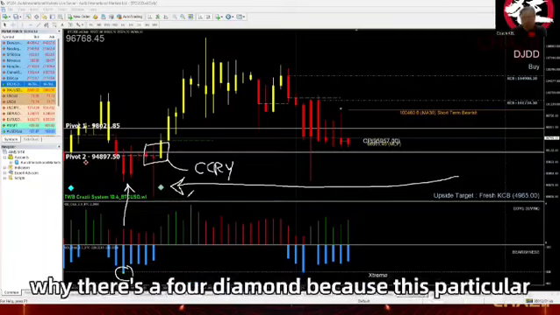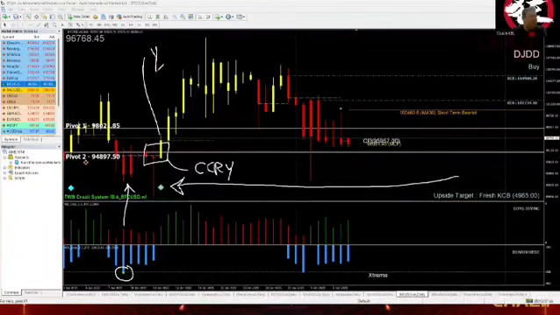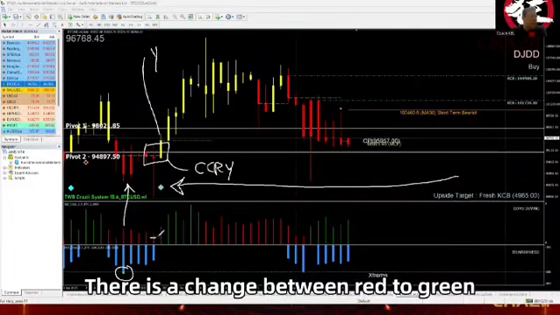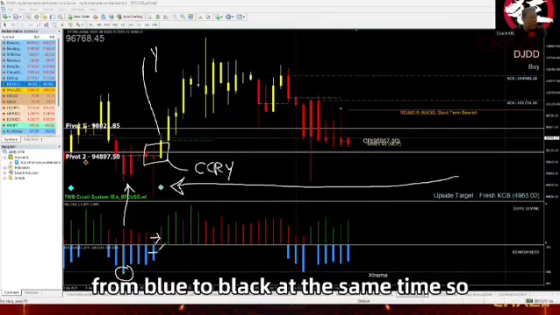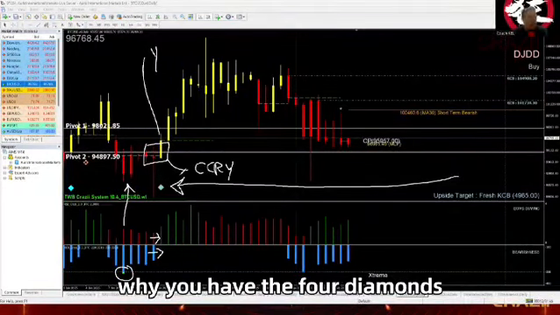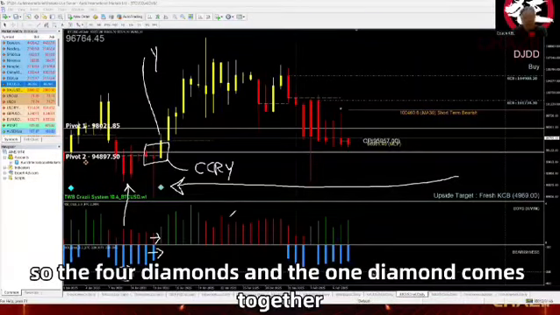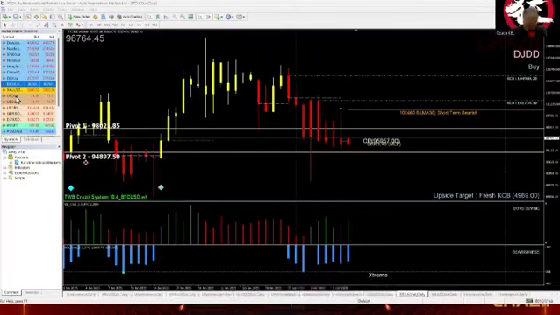Then why is there a four diamond? Because this particular candle is yellow in color. There is a change from red to green. There is a change from blue to black at the same time. So that's why you have the four diamond. The four diamond and the one diamond come together, and you have a stacked diamond.